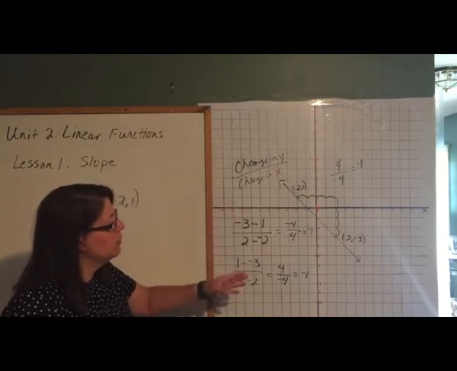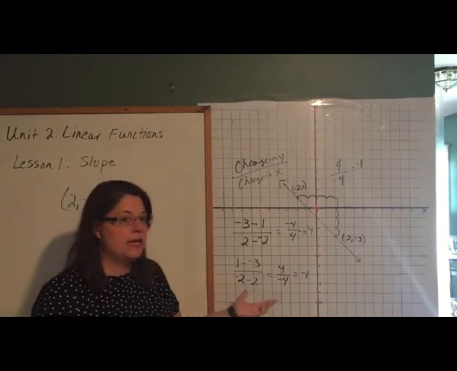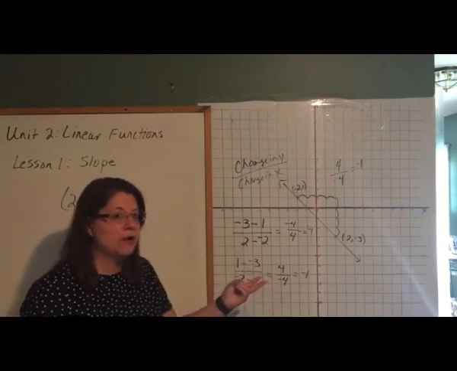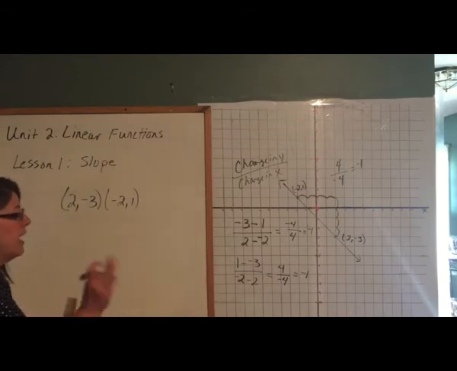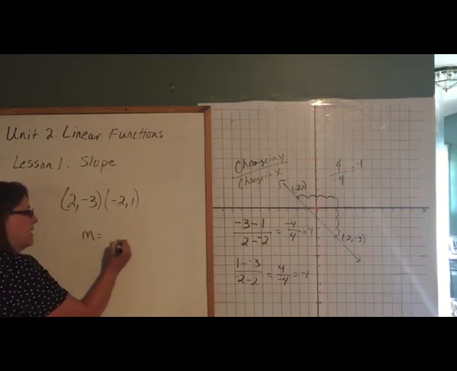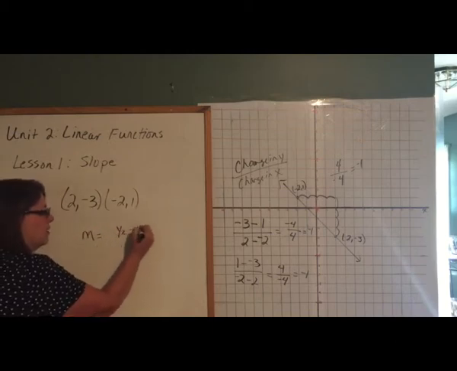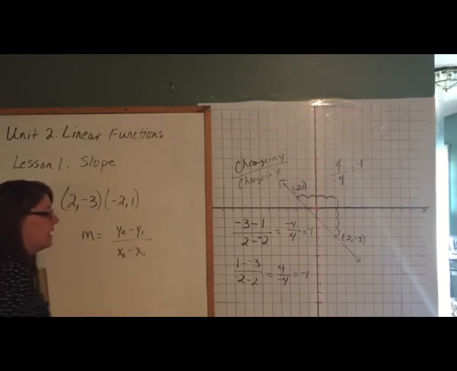This formula will work for any set of ordered pairs that I give you. You can choose two of those ordered pairs, and you'll be able to get the slope between those two ordered pairs. And the slope formula is m equals y2 minus y1 over x2 minus x1.